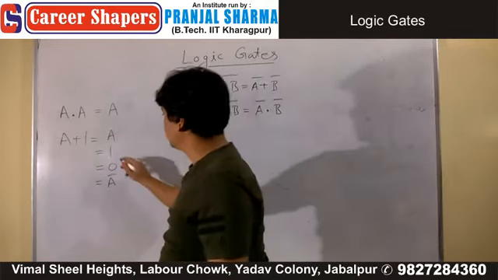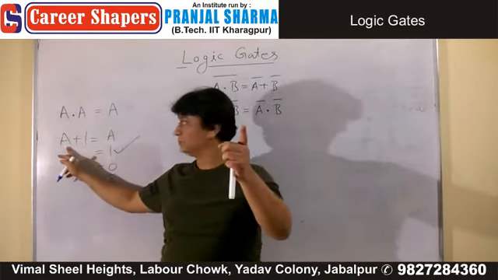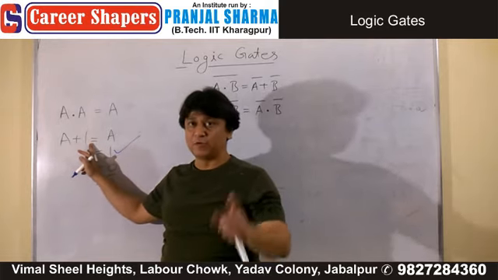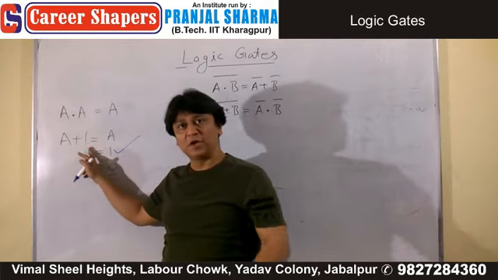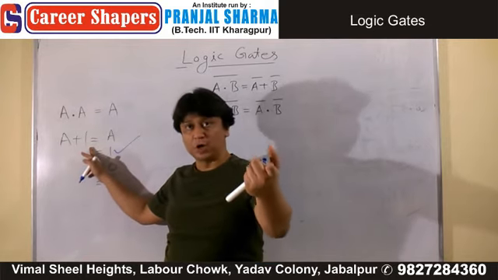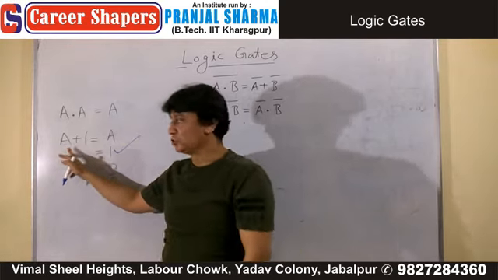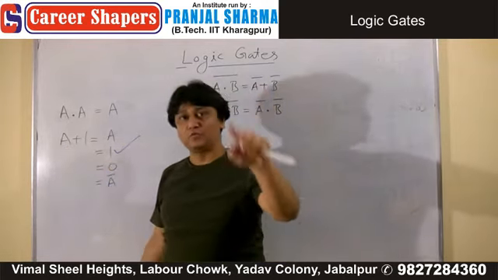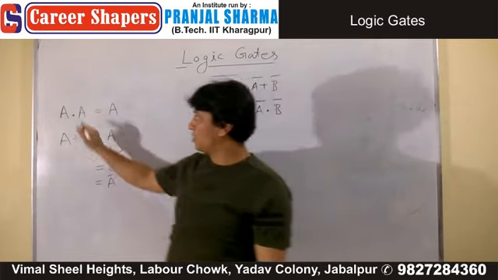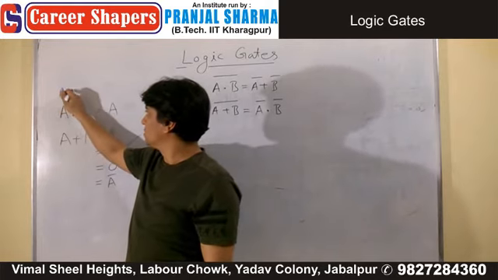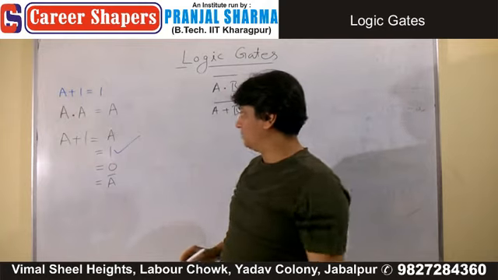Good. The answer is 1. If A is 0, then 0 plus 1 will give you what? 1. If A is 1, then 1 plus 1 will give you what? 2, which is 1. So if you have got 0, then also you get 1. If you have got 1, then also you get 1. So this gives you a property, and remember it like this: A plus 1 is 1.